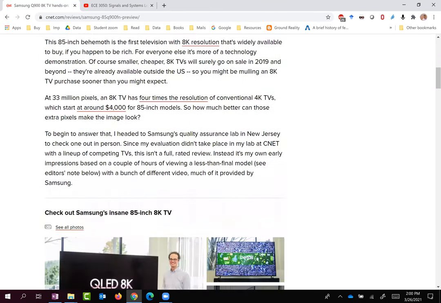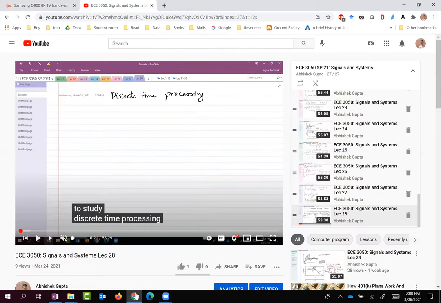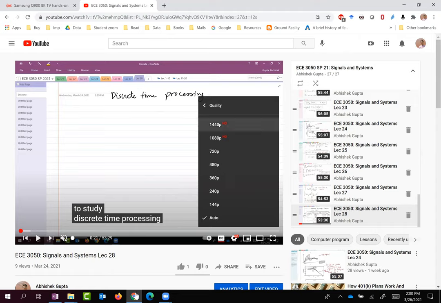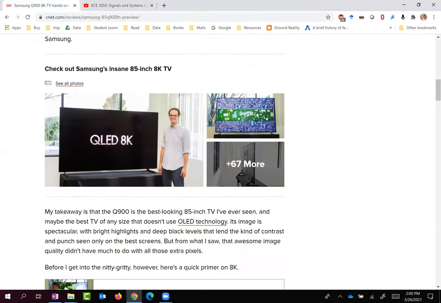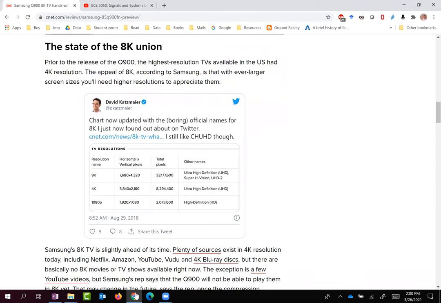So my YouTube video has a maximum quality of 1440p HD. And let's say you have excellent internet connection, so you can actually stream at this particular video quality. However, if you look at the Samsung 8K television, look at the number of pixels it has, 7680 horizontal pixels and 4320 vertical pixels, right? So the total number of pixels is 33 million pixels in the screen itself.